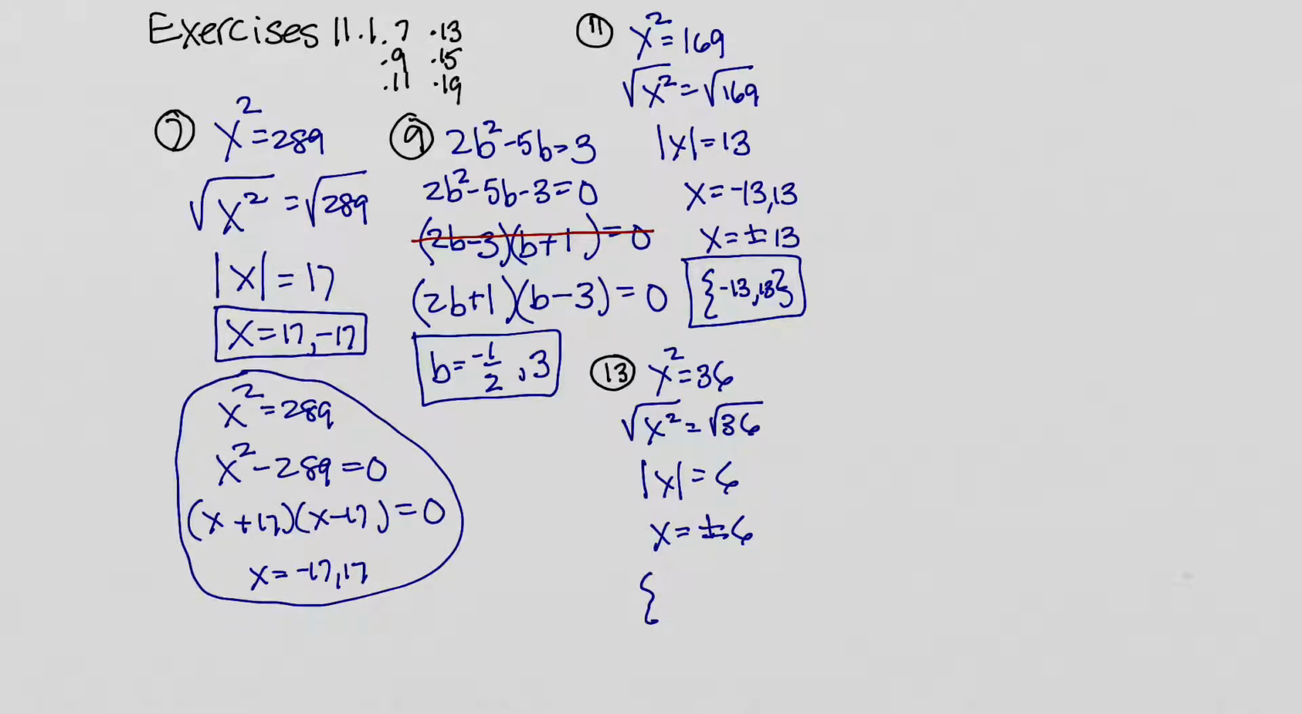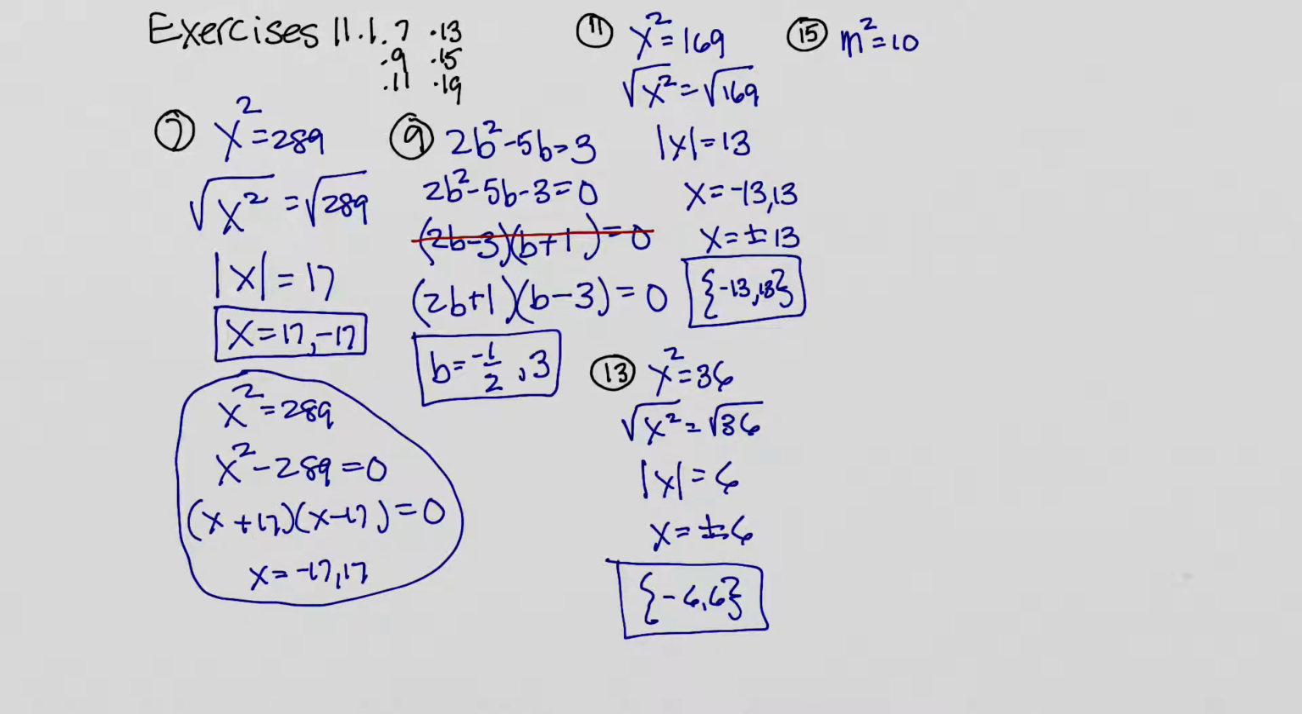Because what could we put in here? I could put in 6. Absolute value of 6 is 6. I could put in negative 6. Absolute value of negative 6 is 6. So I'm tempted to write it like this, but the book might want us to write it like this. Negative 6, positive 6 as the solution set.